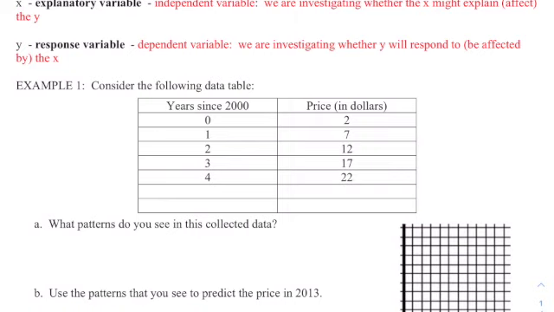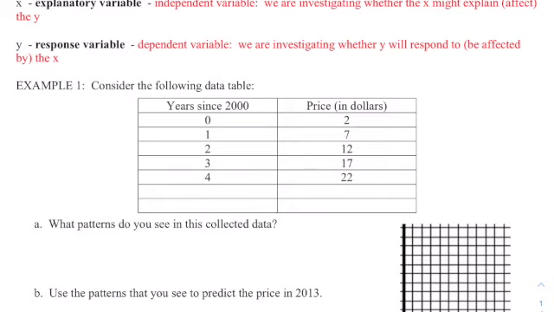Example number 1. Consider the following data table. Years since 2000: so if it's 2000, it's 0, 2001 is 1, 2002 is 2, and so forth. In 2000, the price of a certain item is $2. Then 2001 is 7, 2002 is 12, 2003 is 17, and 2004 is 22.